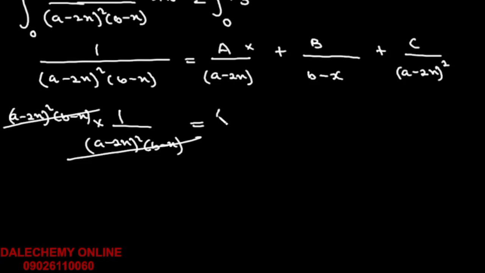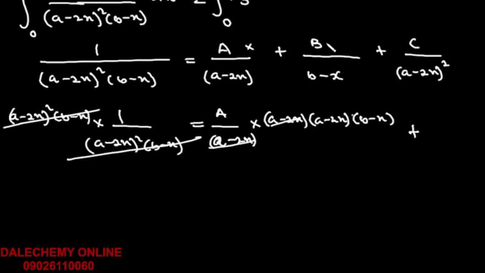So you have a over (a minus 2x), right? Then times (a minus 2x), (a minus 2x). That's the meaning of (a minus 2x) squared. Then times (b minus x), right? One of these will cancel one of this, right? Then plus the same thing for this.